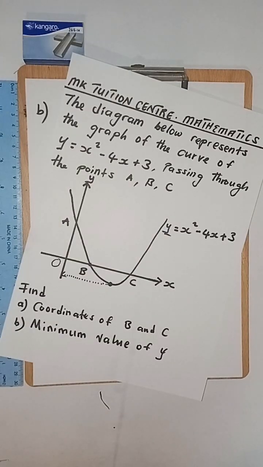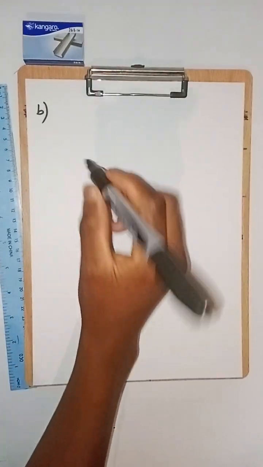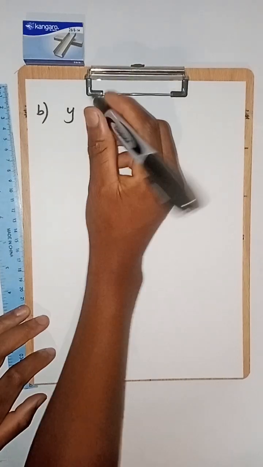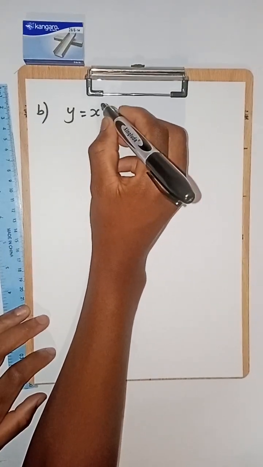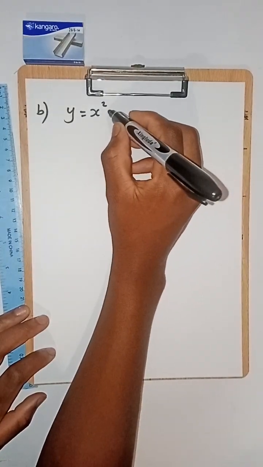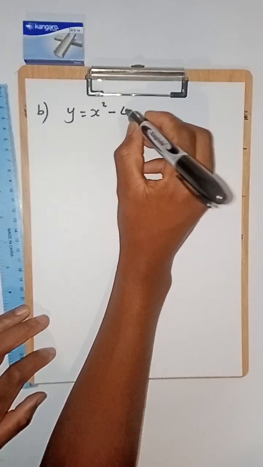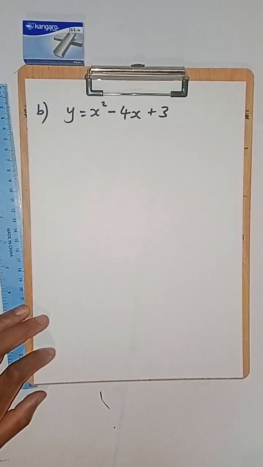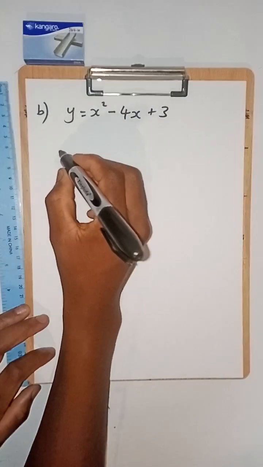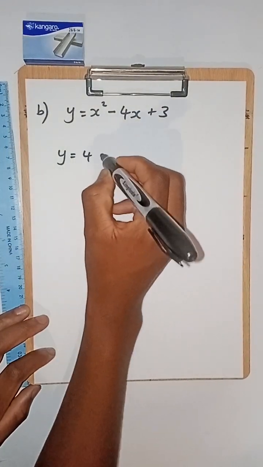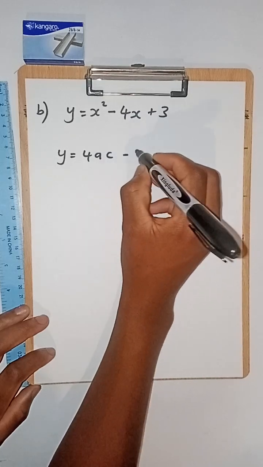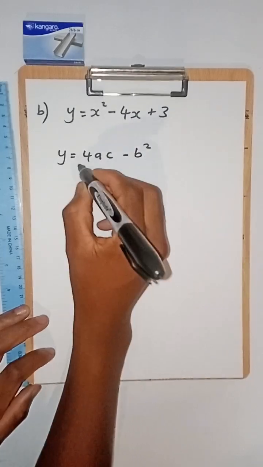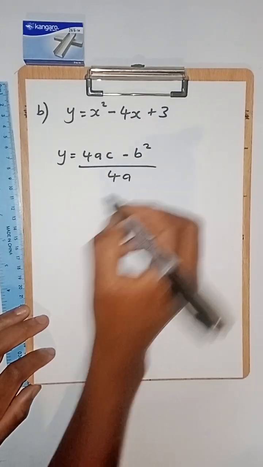Now the minimum value has a formula. First of all, you have to have your equation. Make sure you have it. I'm writing here because I'm using different papers, so I have to write it on top. After having the equation, you're going to write the formula: y is equal to (4ac minus b squared) over 4a.